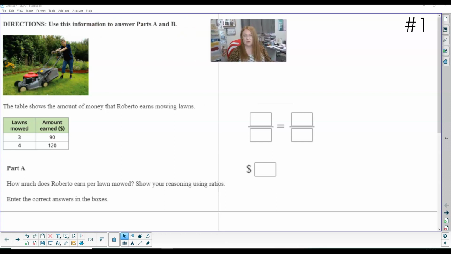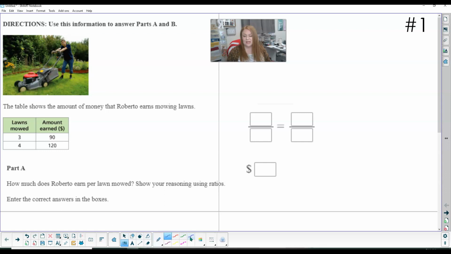This is our video for our 5.2 homework. So number one asks us to use this table to talk about how much money Robert earns mowing lawns. So when Robert mows 3 lawns, he earns $90. When he mows 4 lawns, he earns $120.